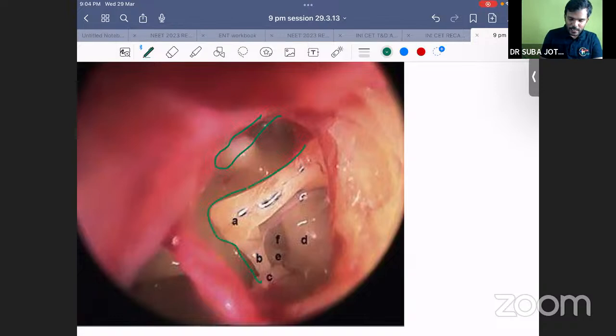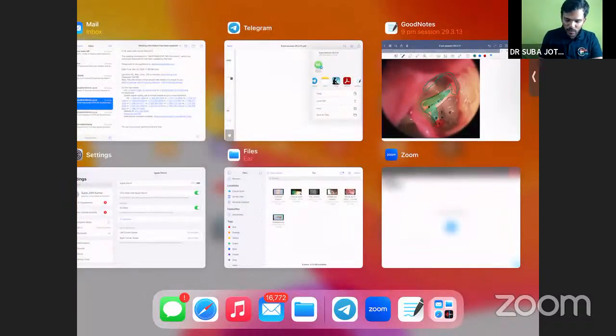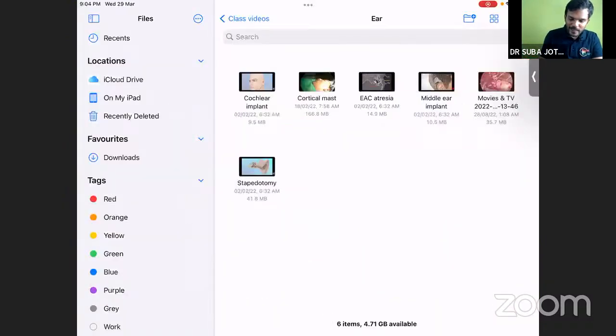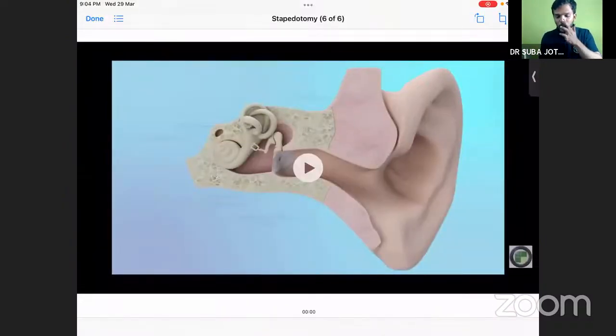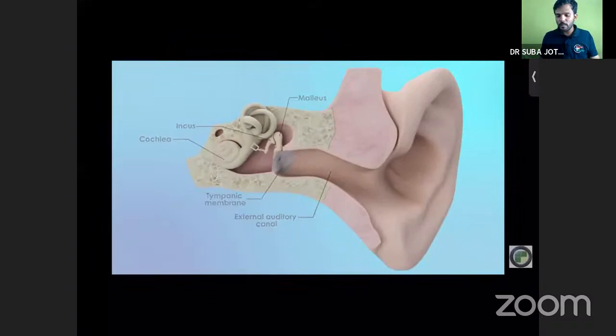See, this is the area of malleus. This is the area of incus. This is the area of stapes. Okay, can you get some surgical orientation? If you don't get it, I will play you a video. Just look at this stapedotomy demonstration video. This is a demonstration video of stapedotomy.